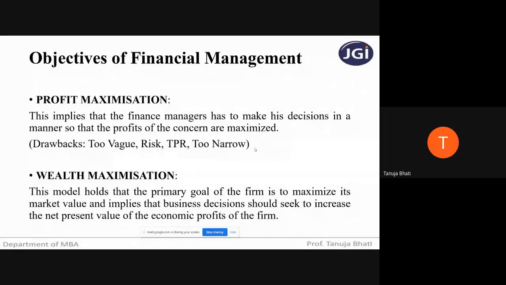There are two objectives: profit maximization and wealth maximization. Yes students, is it clear? Yes, ma'am. Yes, ma'am. Okay.